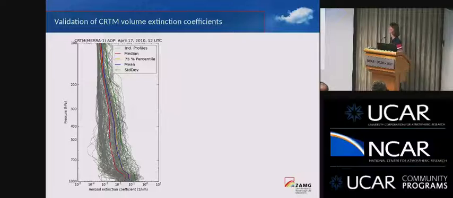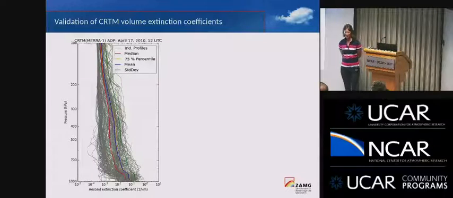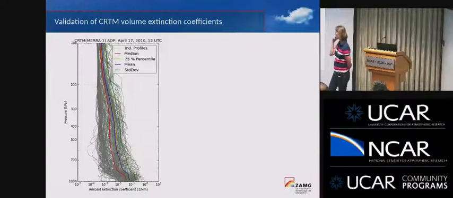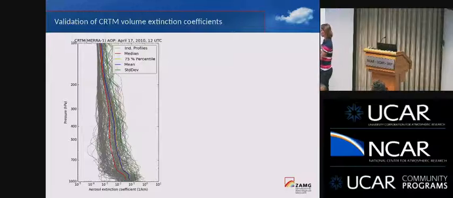The next quantity we were looking at was volume extinction coefficient. This is how volume extinction coefficients look like as a function of pressure. So pressure on the y-axis, volume extinction coefficient on the x-axis. I plotted individual profiles, not every profile, I think every hundredth profile or maybe every thousandth profile or so. So not every profile, just a random number of profiles evenly distributed. There are more than 10,000 grid points which went into the statistics.